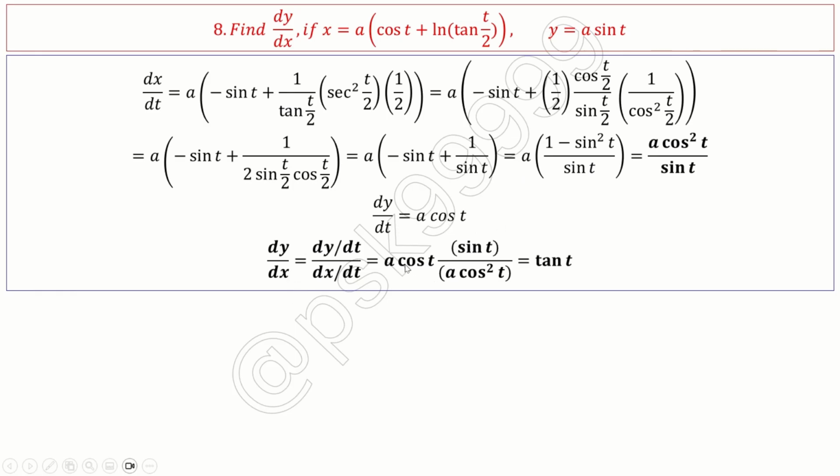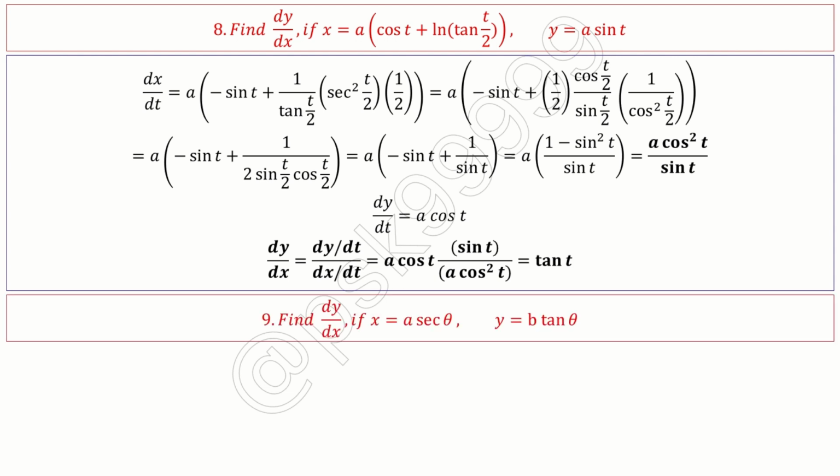So my dy by dx is a cos t divided by this value. So I'm taking the reciprocal, multiplying with reciprocal, sin t by a cos square t. So cos t will get cancelled. I am finally left with a tan t. Okay, so it looks so simple. Final answer, right? dy by dx.